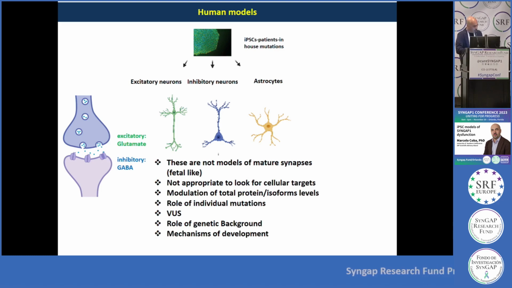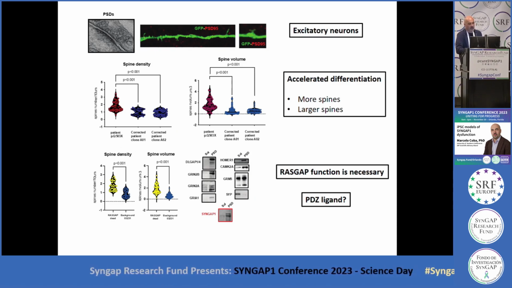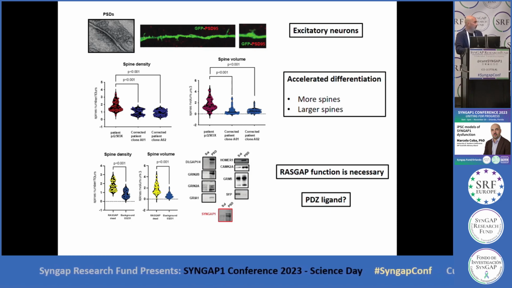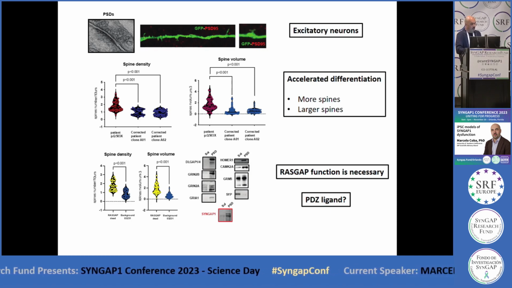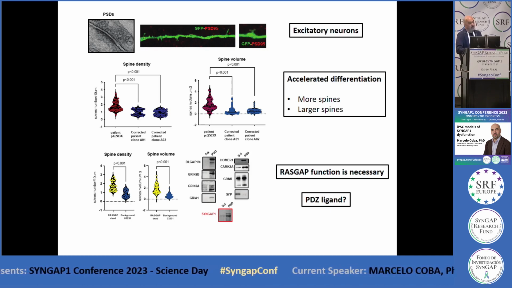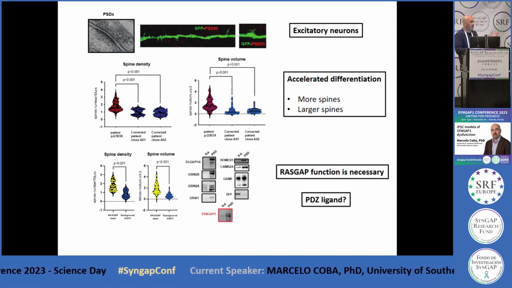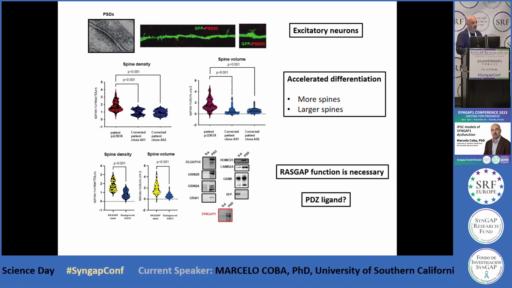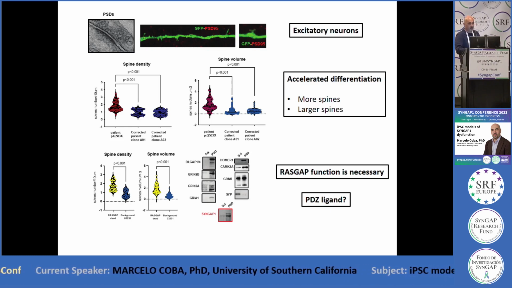So in general, what is happening when you have these types of mutations? These are those nice pictures to show, and the next one is going to be more clear. When you have a truncation of SYNGAP and a reduction of the total protein levels, you have an accelerated differentiation, accelerated maturation of the neurons. This is the case for excitatory neurons, and what you see at the top panel is measuring spine density and spine volume. Spine density means you are counting the number of spines. Spine volume, how big are these spines? So you have more spines and bigger spines when you have less total protein levels of SYNGAP.